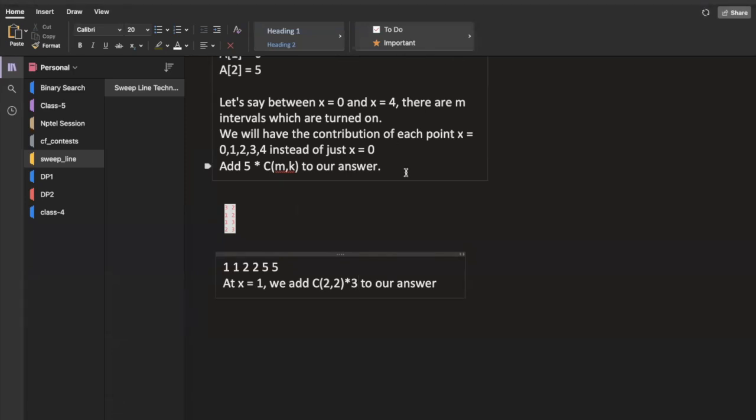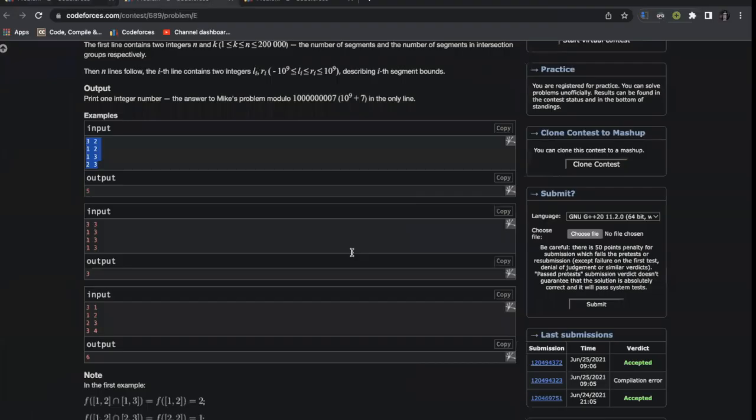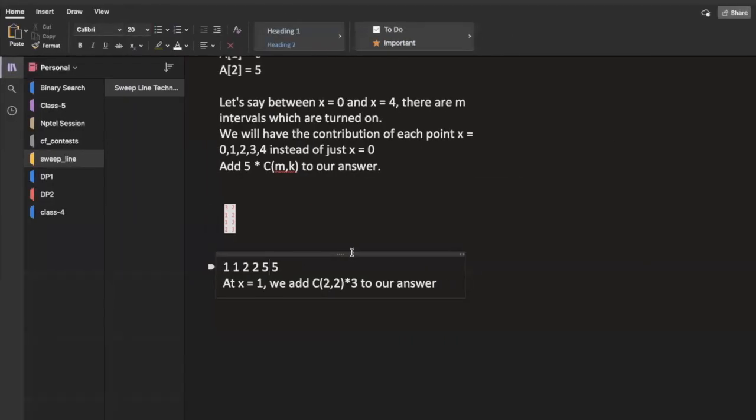But 5 is also included in that, right? Like the previous segments are ending at 5. 5 is included, but R minus L plus 1, I guess. No, like at x equals 5, let's say if a new segment was starting, then things are changing at x equals 5, right? That is what I mean to say. Another one can start. Yeah, you're right.